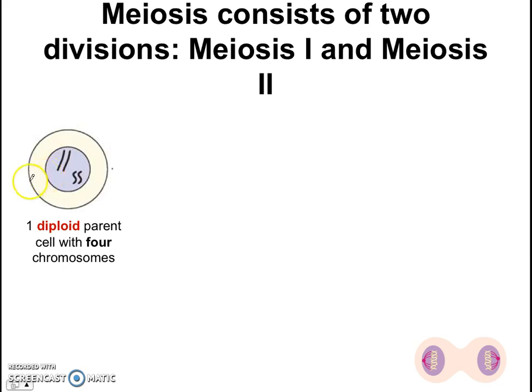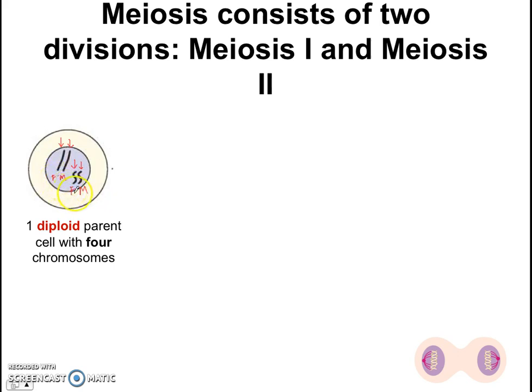So this cell here is a parent cell with 4 chromosomes. 1, 2, 3, 4 chromosomes. And it is a diploid cell because it contains 2 sets of chromosomes. One set is from your father and one set is from your mother. Right? So for example, there are 2 long ones, one is from father, one is from mother, and there are two short ones. One is from father, one is from mother.